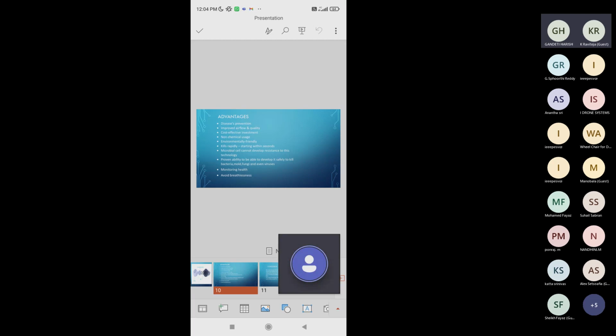Going to the conclusion, this mask ensures health safety by monitoring health and providing adequate protection with the UVC spectrum, and avoids breathlessness by the inlet air filter. This mask technology helps to develop smart cities around us.